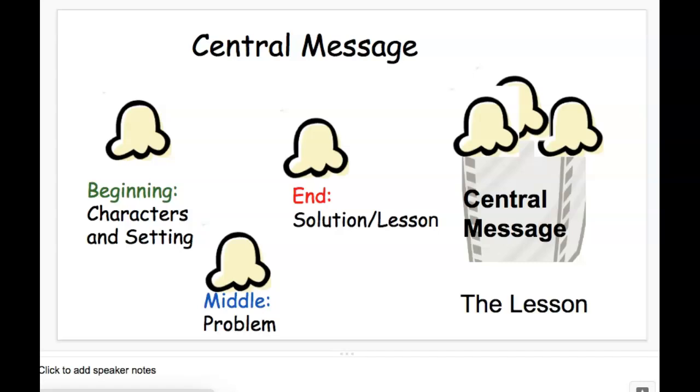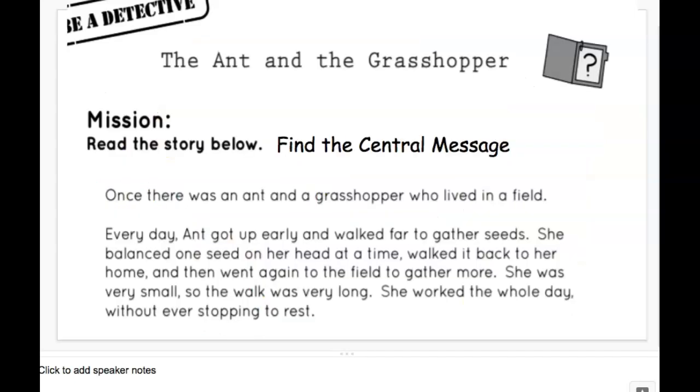So we know our story is going to have animals as the characters. Here it is, the ant and the grasshopper, our two characters that we know so far. Maybe there's more, but we know there's at least 2 characters.